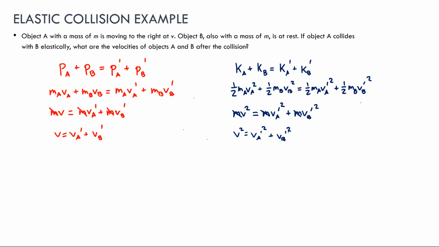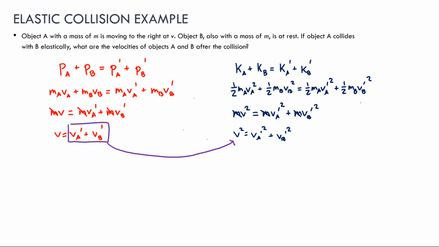So what does that mean? Well, if you take a look at both of these, I end up having essentially two equations. V equals VA prime plus VB prime. And I also have V squared equals VA prime squared plus VB prime squared. What I'm going to do then is substitute VA prime plus VB prime in for my V squared.